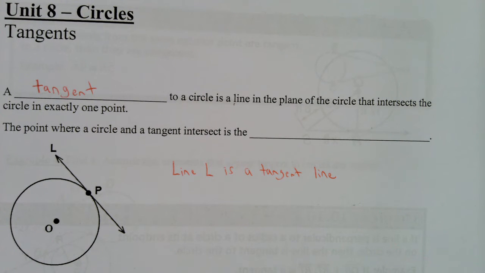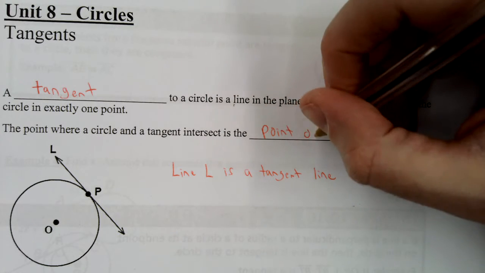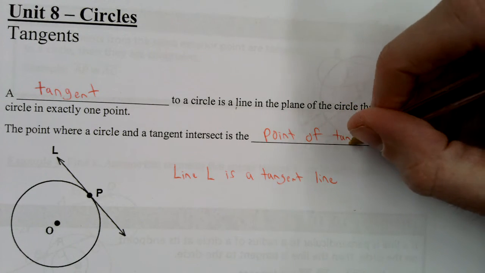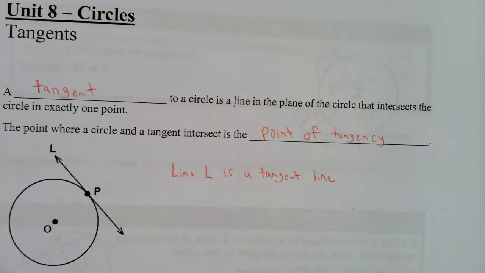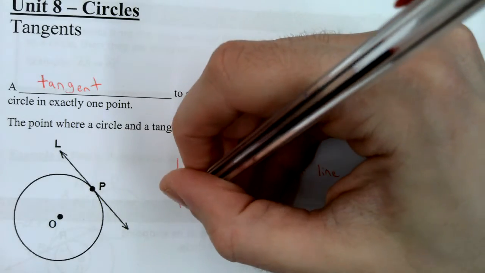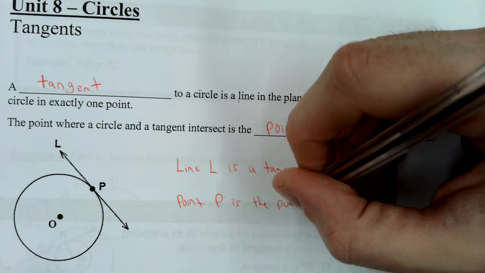The point where a circle and a tangent intersect is called the point of tangency. So that would be point P. So I'll say point P is the point of tangency.